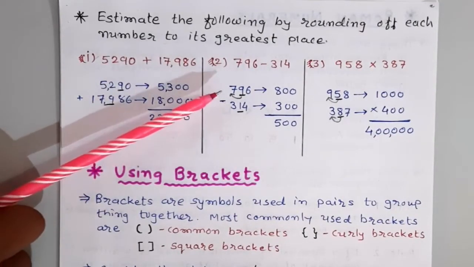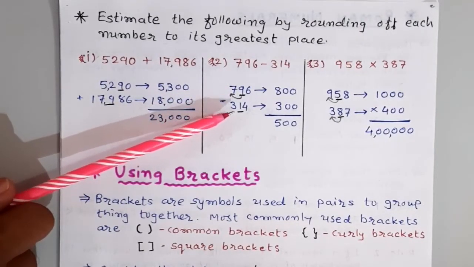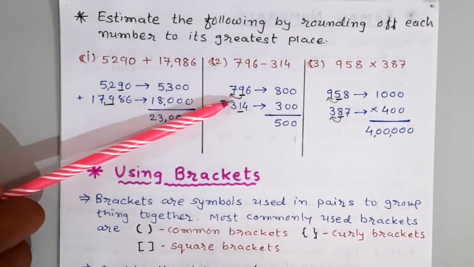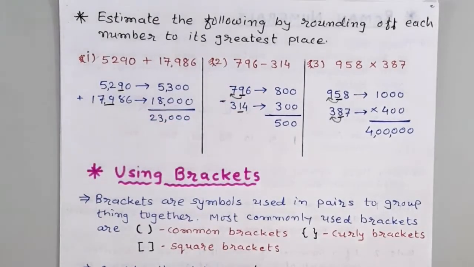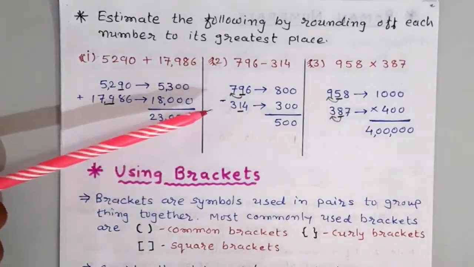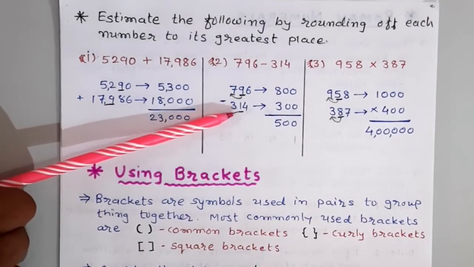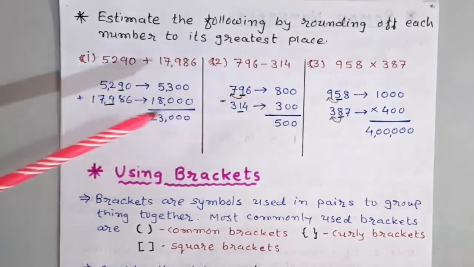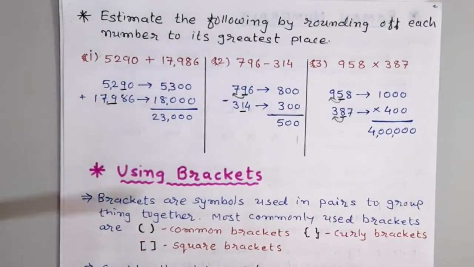In subtraction, 796 minus 314. Here 9 is greater than 5, so we have to increase 1 and the estimation will become 800. And in 314, 1 is less than 5, so we have to put zeros and the estimation will become 300. Now 800 minus 300 is equal to 500.